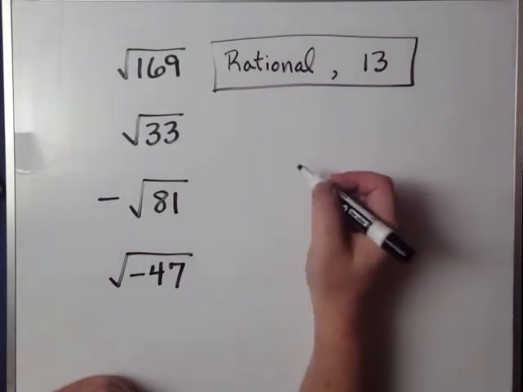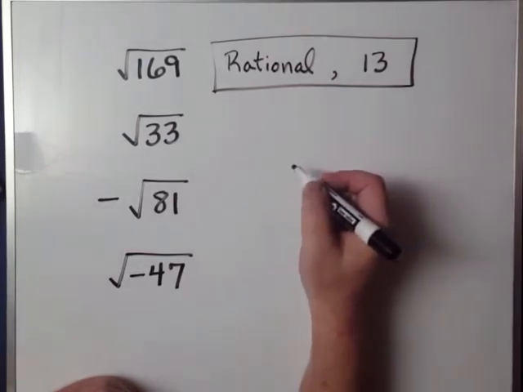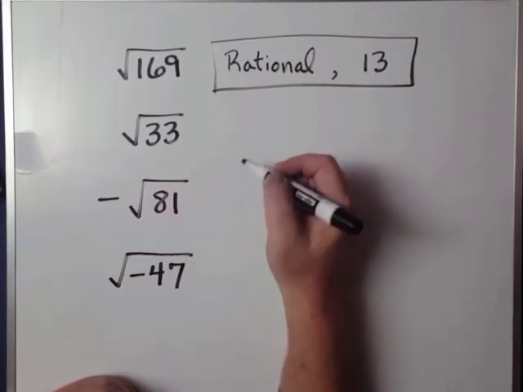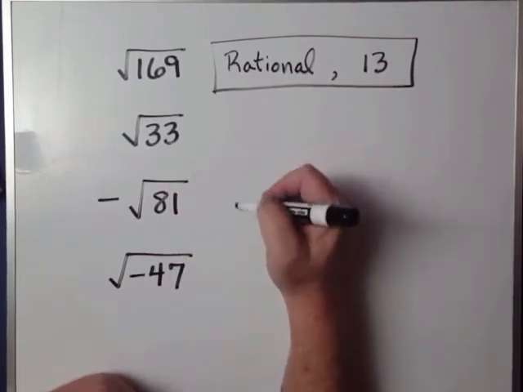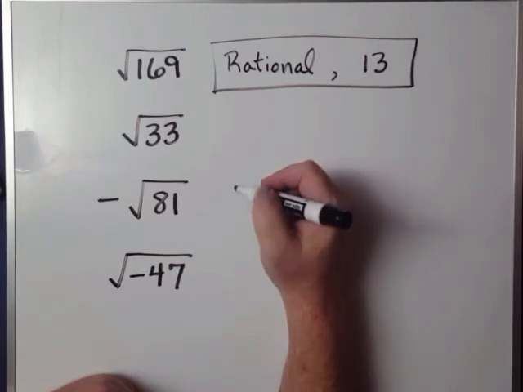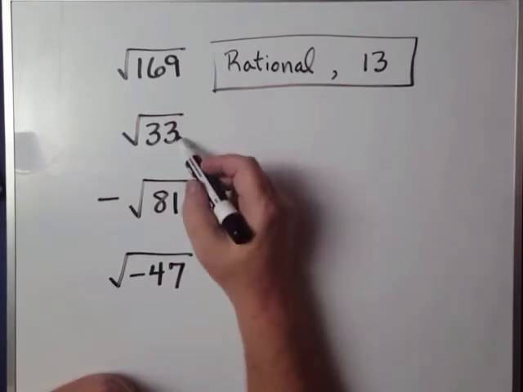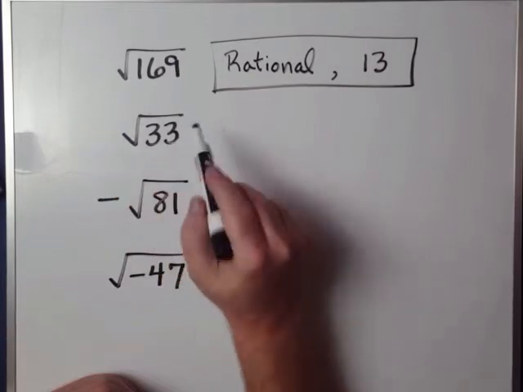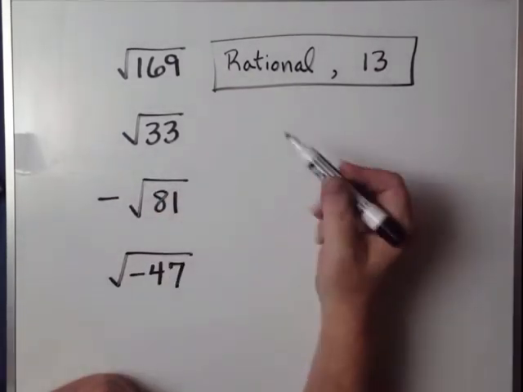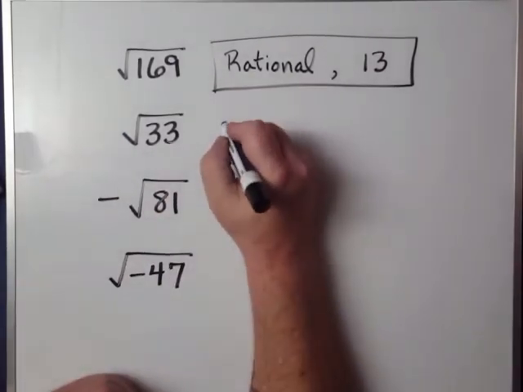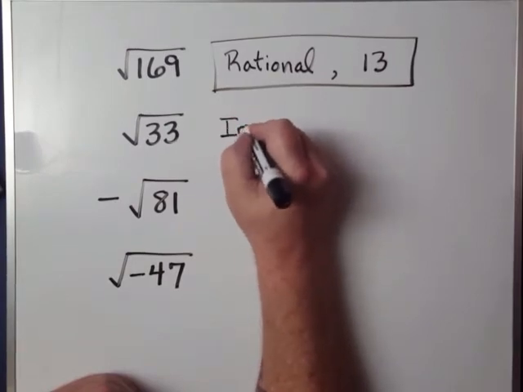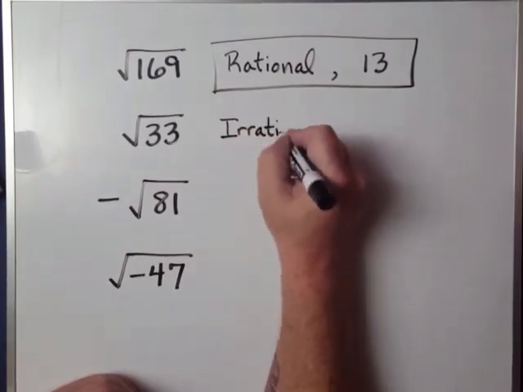Number 50. The square root of 33. Is it rational, irrational, or not real? Is 33 a perfect square? No, it's not. It's not on our list of perfect squares on our handout, is it? It's between the perfect squares 25 and 36. So 33 is not a perfect square. So this represents an irrational number.